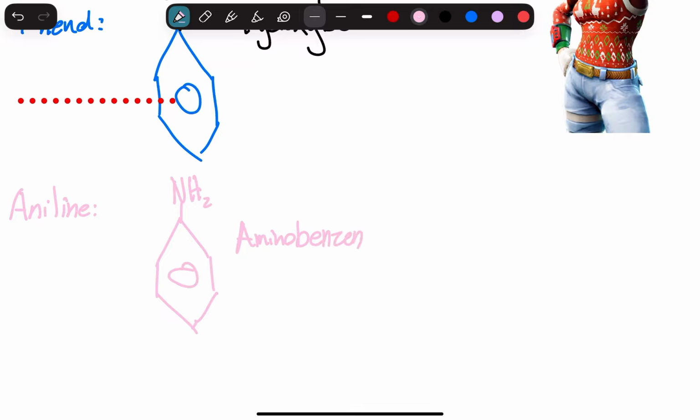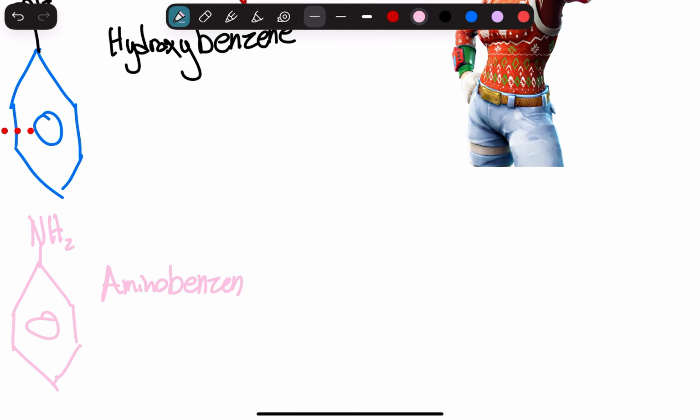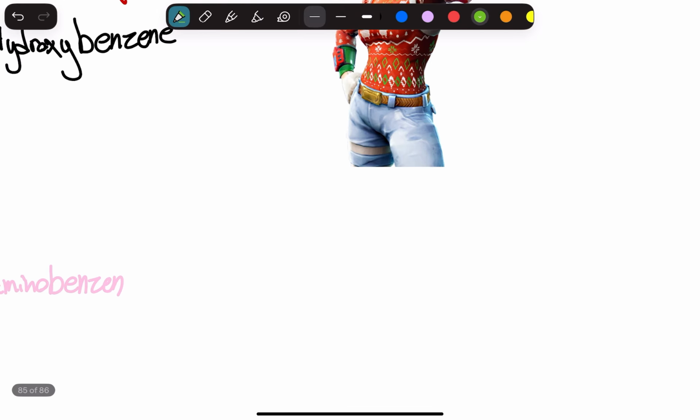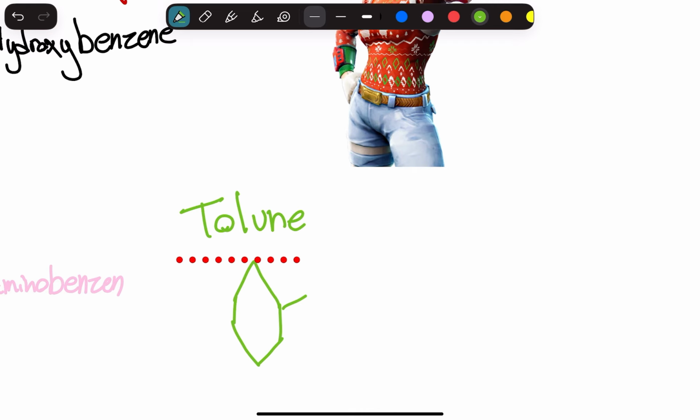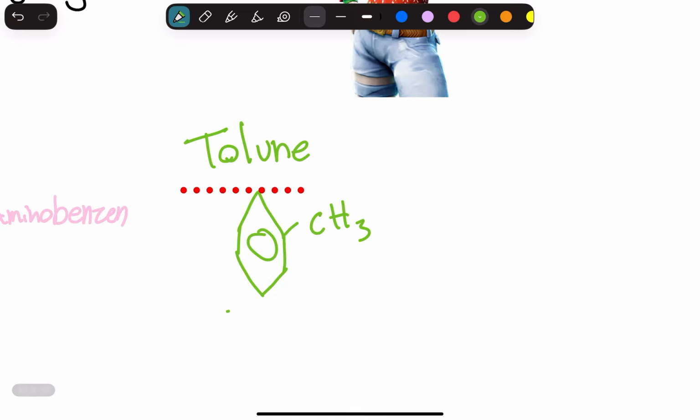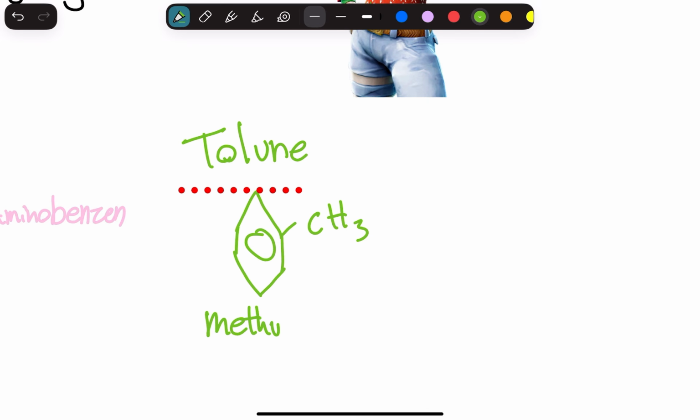And then we have another example, which would be our toluene. It's basically when we have a benzene ring with an alkyl group attached to it. This one's pretty common, we're going to see it a lot. And the name for this would be methylbenzene. Methyl because the substituent is only one carbon, and then benzene because that is the ring that we have.